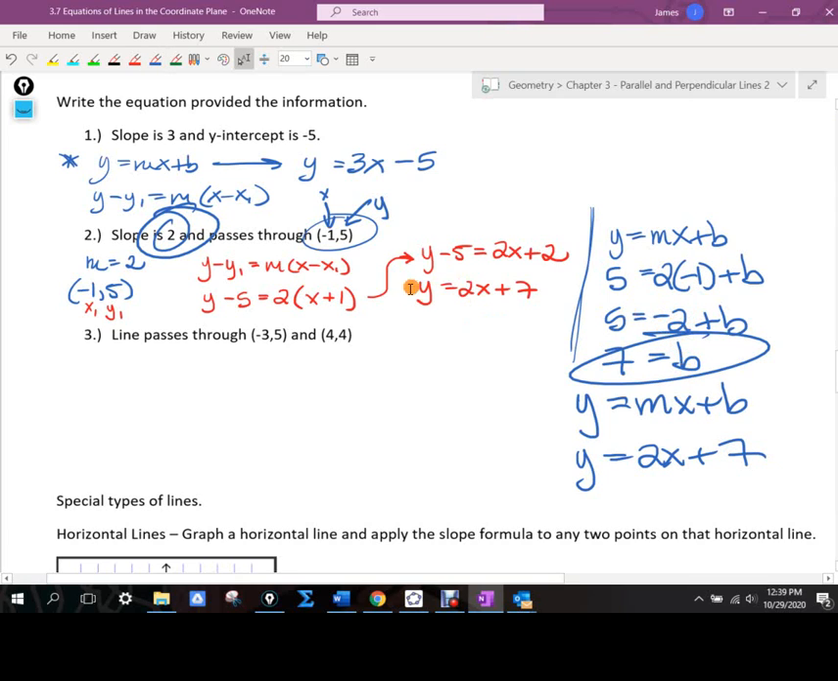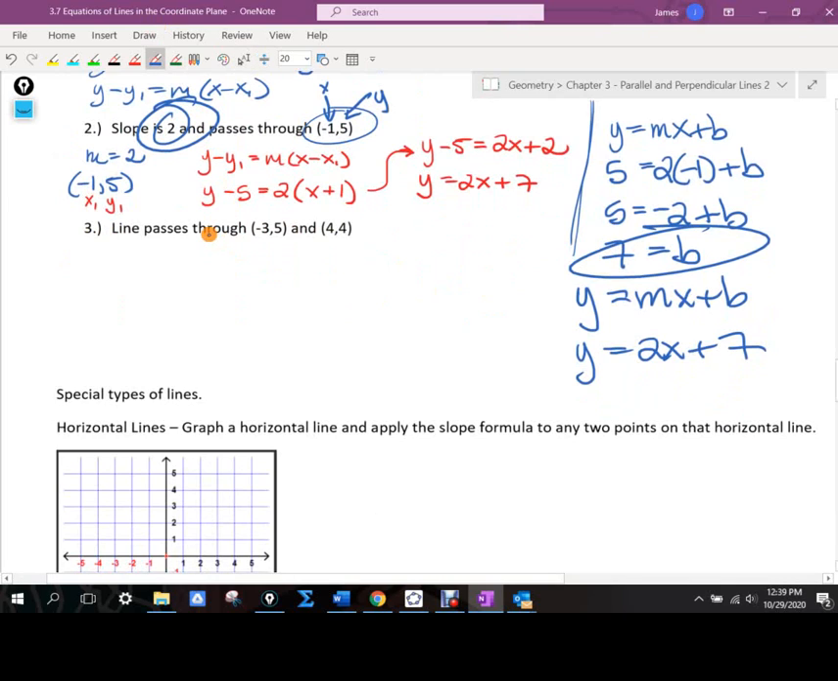So the third example, they don't explicitly give me the slope, right? I'm going to use 2 words throughout the rest of the year, explicit and implicit, okay?